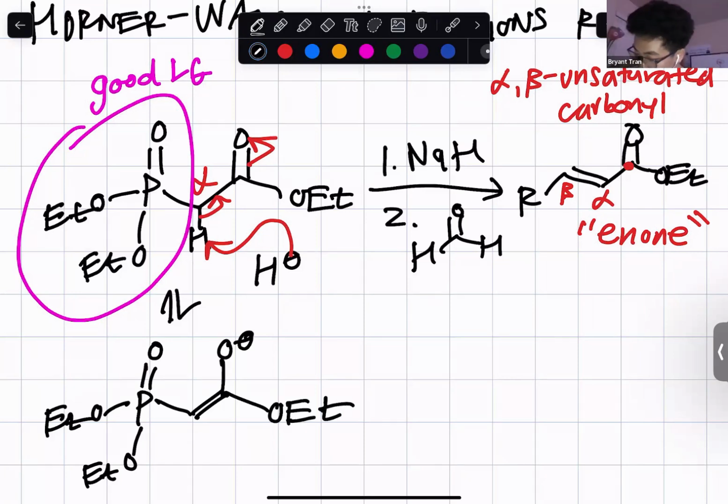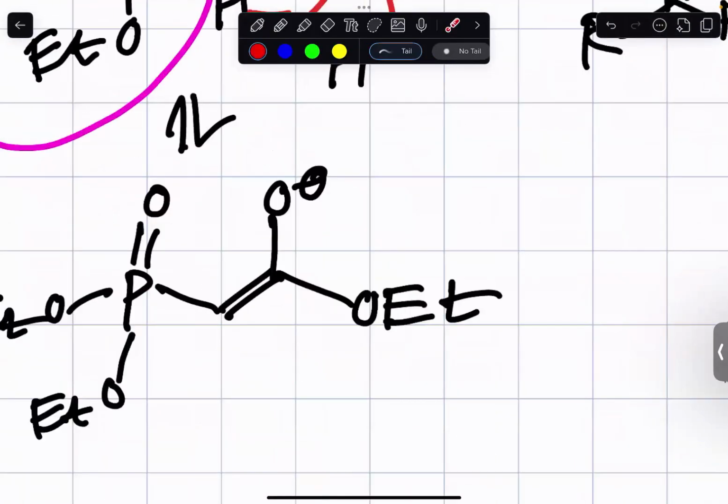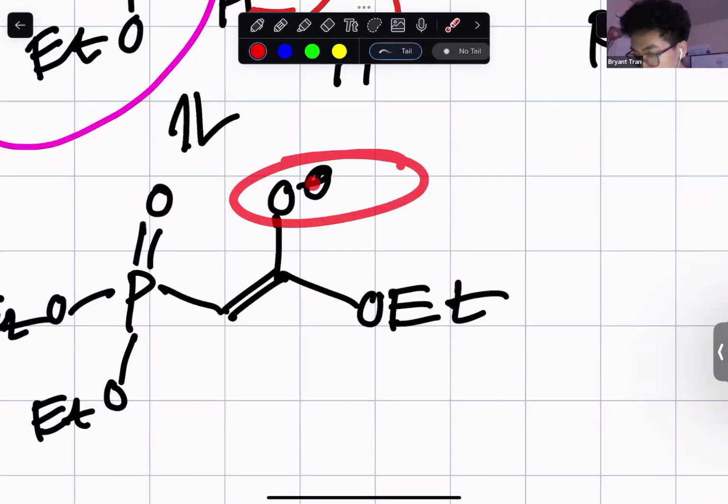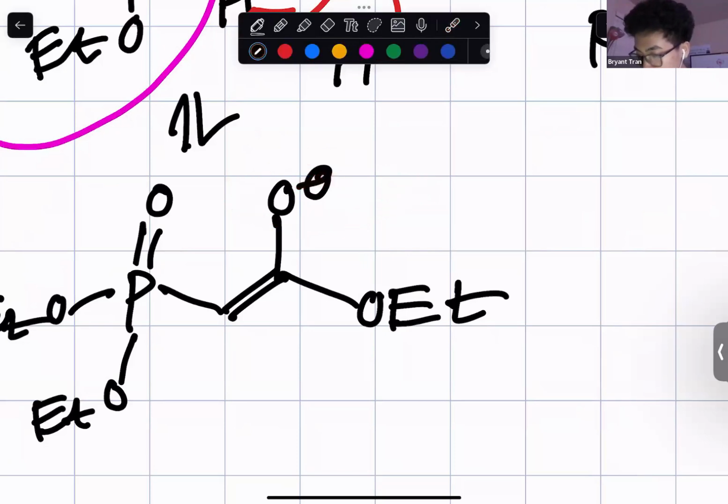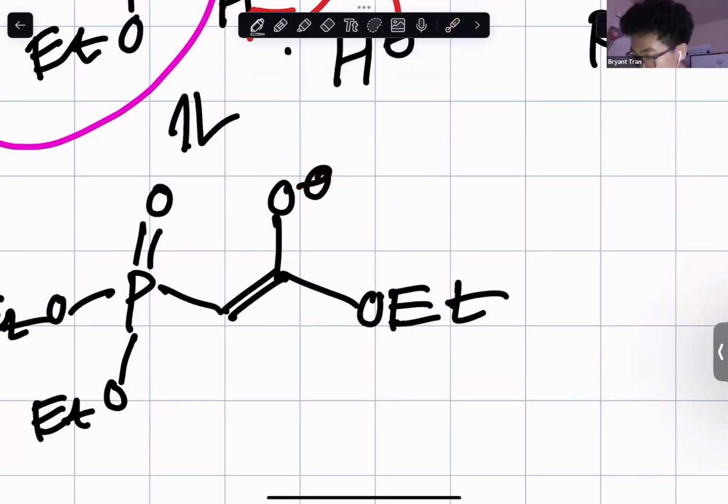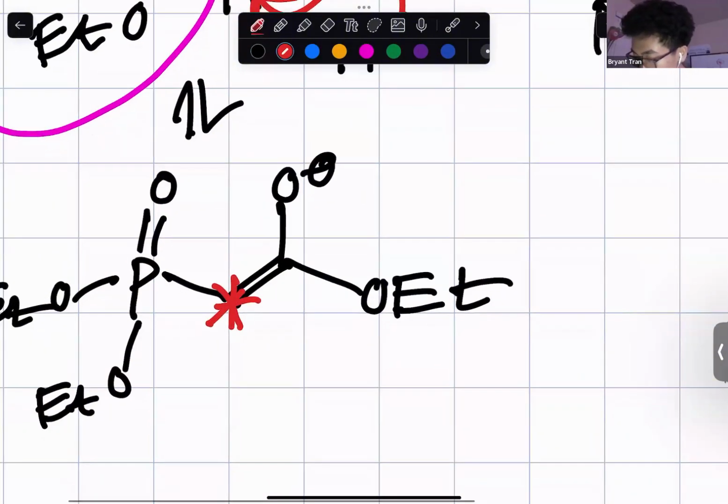Now from here, the second step is an aldehyde with an R group. This enolate ion here, even though you see a negative charge on that O minus, that's not the nucleophile. The nucleophile is actually this alpha carbon right here that I'm going to star. That's the nucleophile.